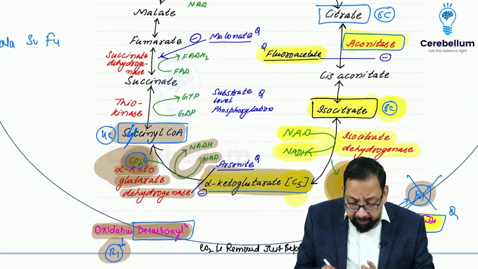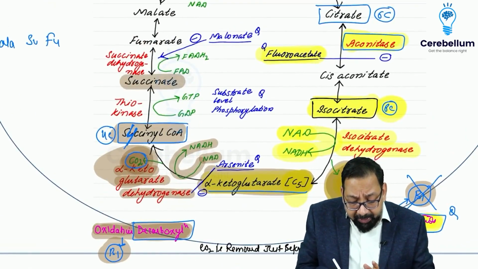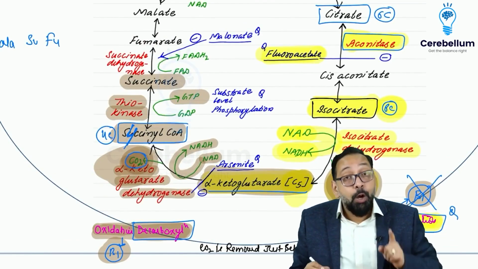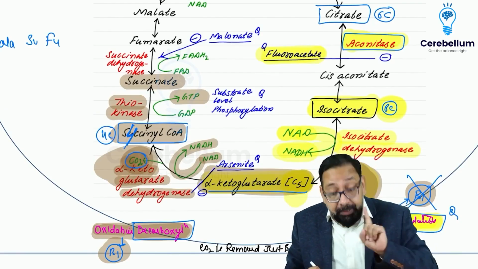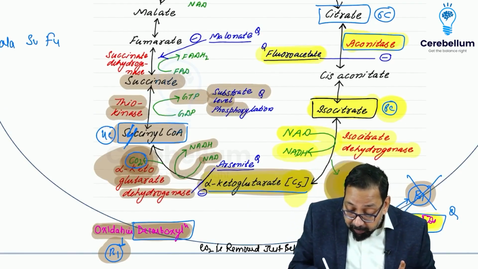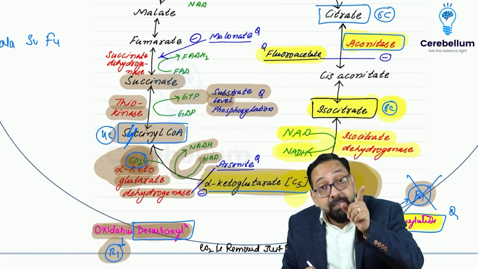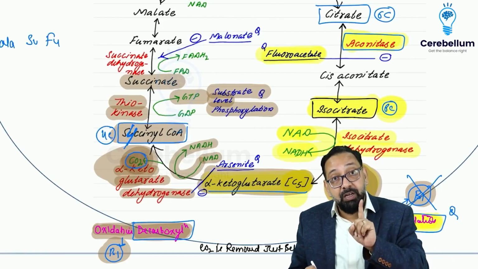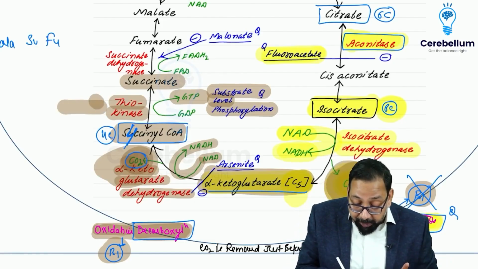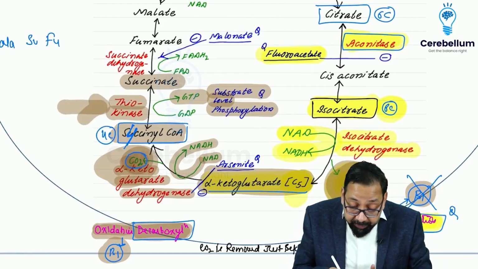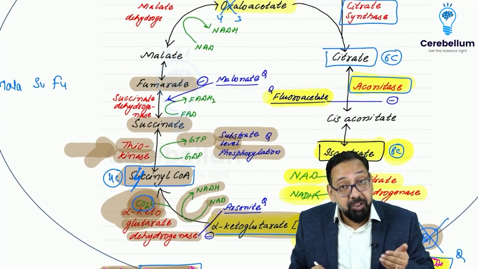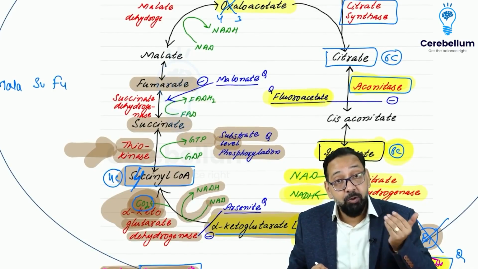Succinyl coenzyme A is converted to succinate by thiokinase, and this thiokinase produces GTP. When a kinase produces GTP, that is called substrate level phosphorylation. Question is asked that in the Krebs cycle, the only step where substrate level phosphorylation occurs is catalyzed by thiokinase. Succinate is further converted to fumarate by succinate dehydrogenase. Dehydrogenase means hydrogen is removed.